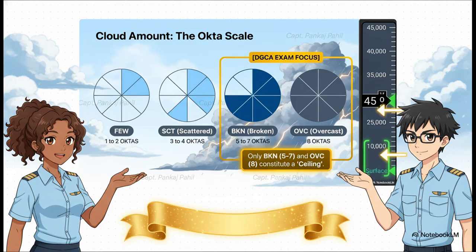Now, to communicate exactly how much of a threat is out there, meteorologists measure sky coverage using something called the octa scale. It basically divides the entire sky into eighths. And listen up, because this is a guaranteed DGCA exam point. 1 to 2 octas is considered few, and 3 to 4 octas is scattered. But the absolute critical cutoff happens at 5. Only broken coverage, which is 5 to 7 octas, and overcast, which is a solid 8 out of 8 octas, officially constitute a ceiling. Remember that rule, it's incredibly important.